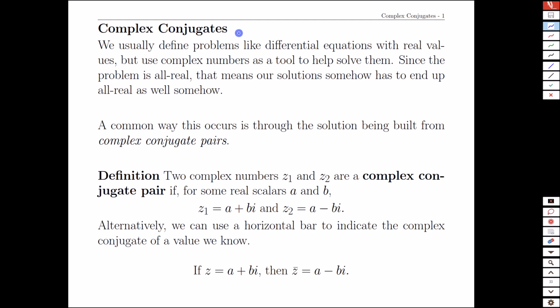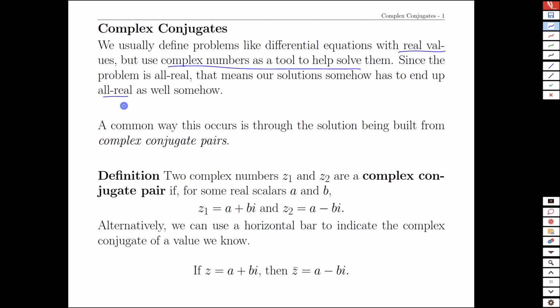In this video, we're going to look at complex conjugates, and specifically complex conjugate pairs. The reason we're going to dive into these is because we have essentially real valued problems as our motivation here, these differential equations. And we're using complex numbers as a tool to help solve them. And yet somehow we have to end up with all real solutions. So somehow we're going from real values to complex and back to reals. And that means somehow the complex numbers have to disappear before the end.